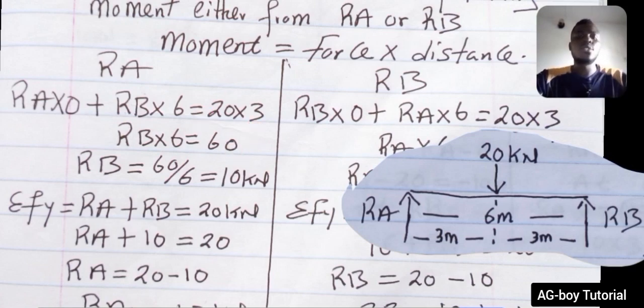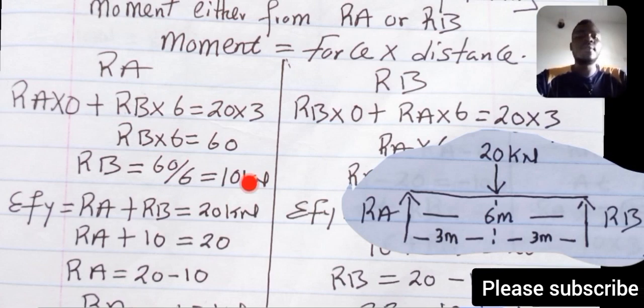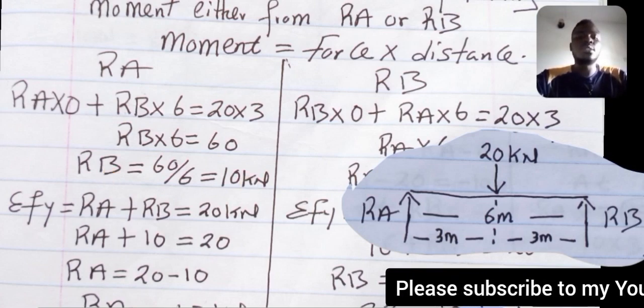We want to make RB the subject of the formula, therefore we have to divide both sides by 6. If we divide both sides by 6, 6 cancels 6 on this side, and the other 6 goes to the other side. So that is how we got 60 over 6. Then 60 divided by 6 gives us 10 kilonewton left. Therefore we have our RB as 10 kilonewton.